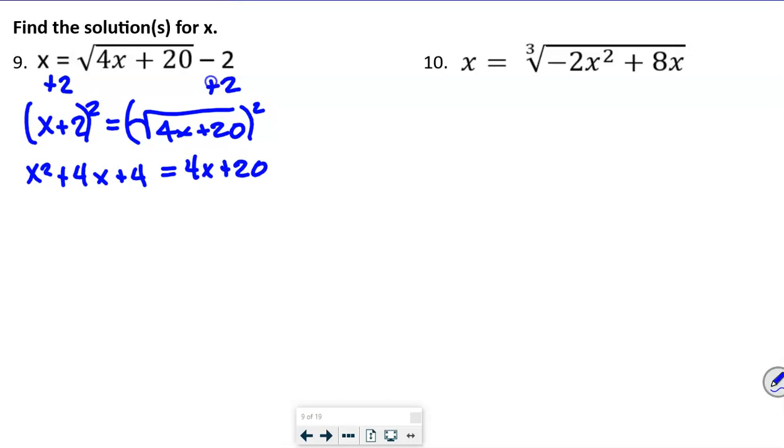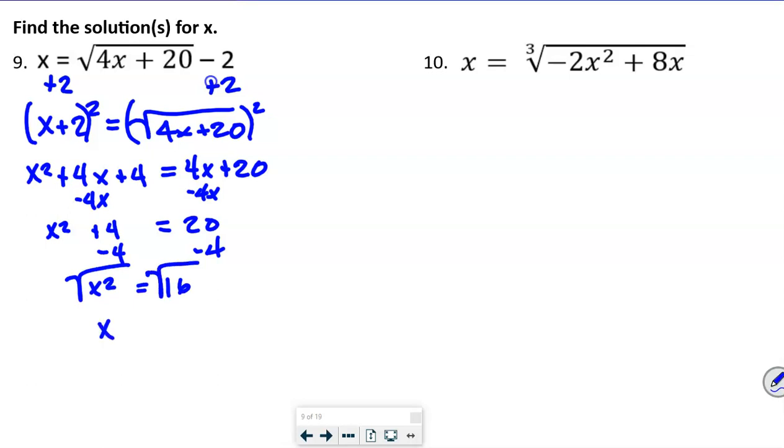All right, so what happens to the 4x? I'm going to subtract 4x from both sides. So that's going to give me x squared plus 4 equals 20. Then I'm going to subtract 4 from both sides. So that's going to be x squared equals 16. And I'm going to take the square root. So x is going to be equal to plus and minus 4. So then what I want you to do is go ahead and test that in there. So again, when I do 4 times 4, that's 16.